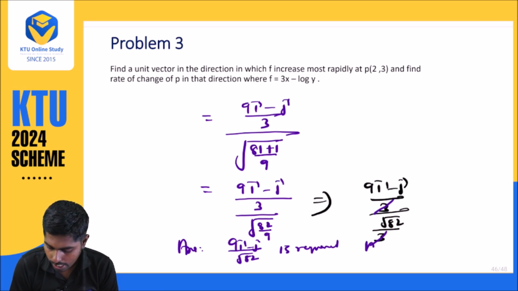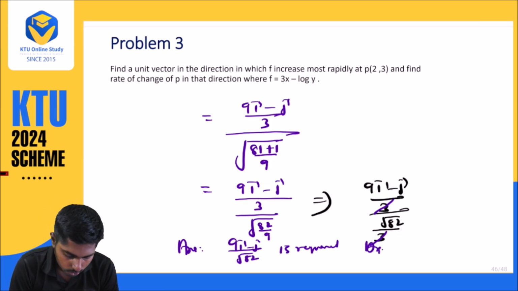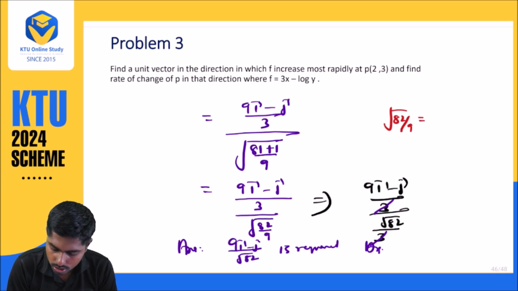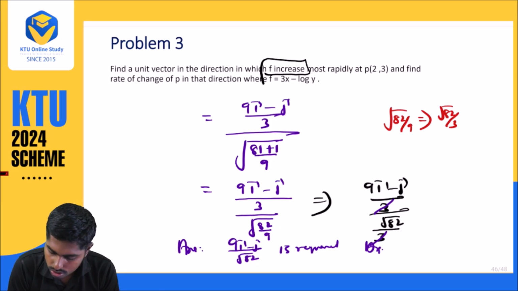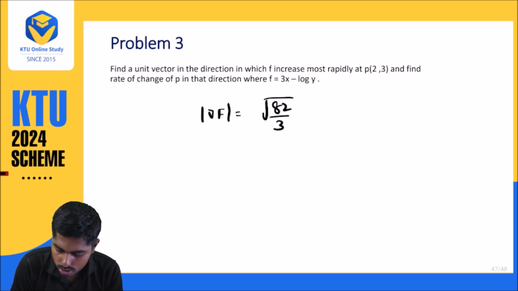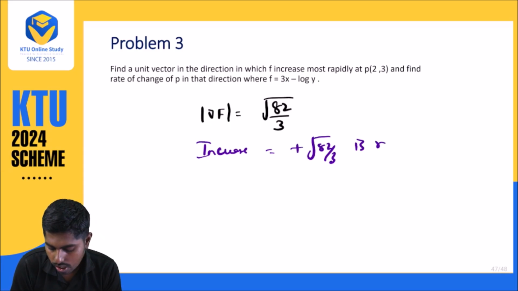And they are asking about increasing, so here we can write the modulus of that value. What are we getting? Root 82 divided by 9, which is nothing but root 82 divided by 3. Increasing means a positive sign, so we can write modulus of grad f is equal to root 82 divided by 3. Since it is increasing, it is a positive sign, so plus root 82 divided by 3 is the required answer.